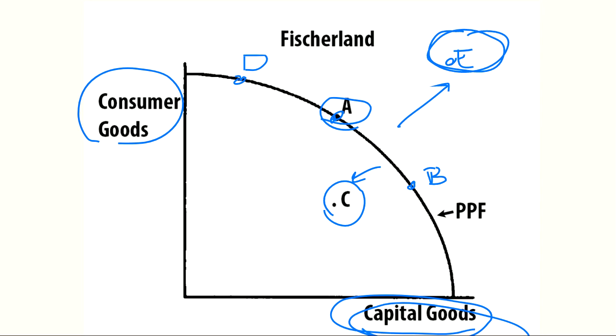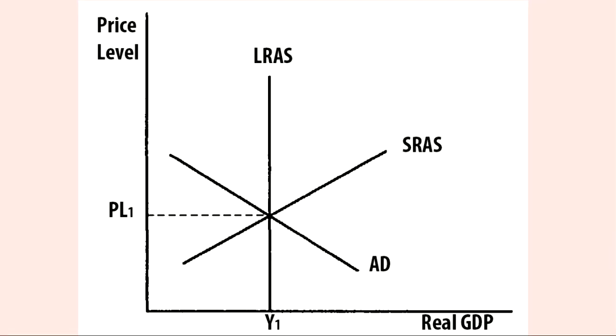Okay, so that's a PPF. You'll see that every once in a while pop up on your final, so just in case you remember that one. The big graph that we used almost all summer was the aggregate supply-demand graph. This is one that you need to be very familiar with. You need to be able to draw it in your sleep.